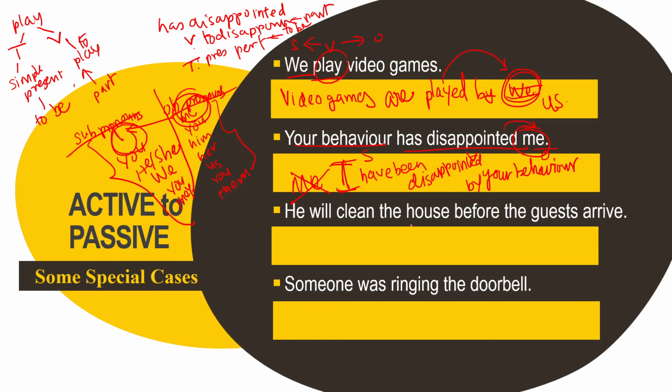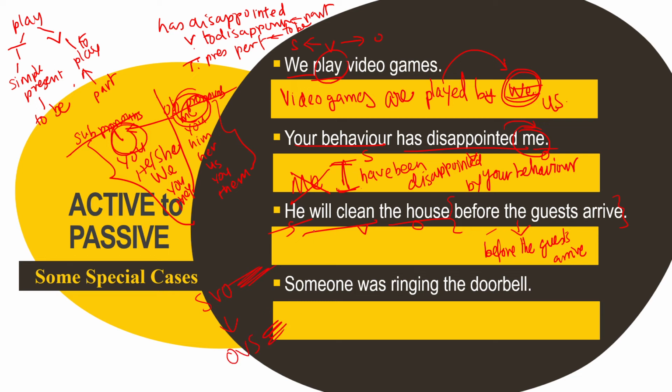Now, the third special case: he will clean the house before the guests arrive. Will clean is the verb, he is the subject. What is being cleaned? The house. So that's the object. Now what happens is you have so much extra information, before the guests arrive. This is not part of the subject verb object, but it is still a part of the sentence. So what do you do? You keep it as it is in the change of voice. You will only change the subject verb object. You change it into object verb subject. The rest, whatever is there, you keep it as it is.